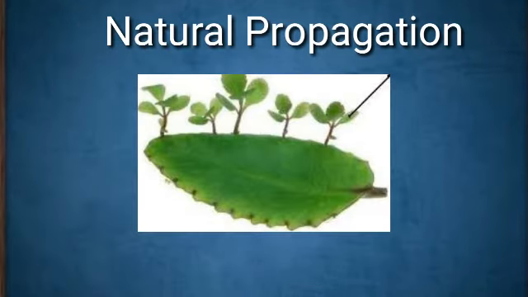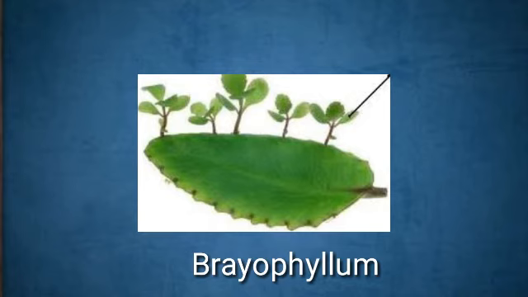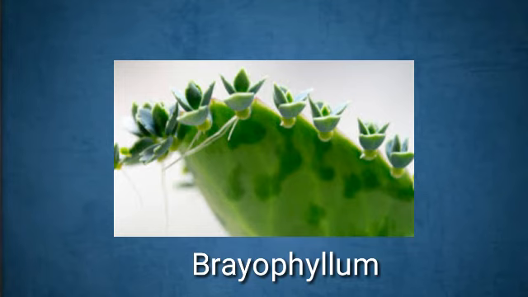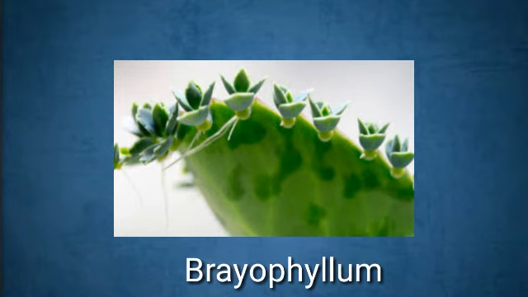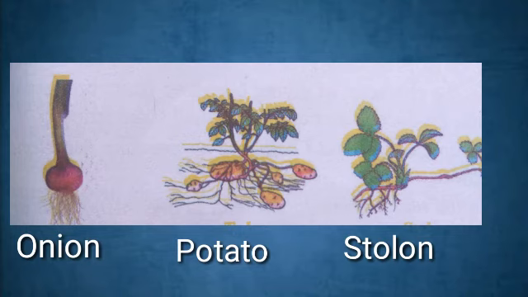So natural propagation takes place from the body parts of the plants like leaves, stems or roots. In Bryophyllum, which is a plant, the edge of the leaves can give rise to a new plant. Bryophyllum is an example. And some plants have very weak stems, like runners or stolons. From there the new plants develop.